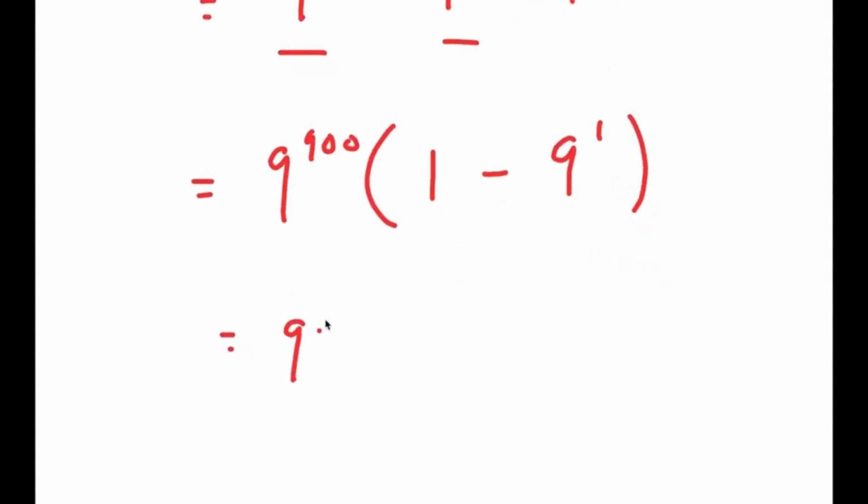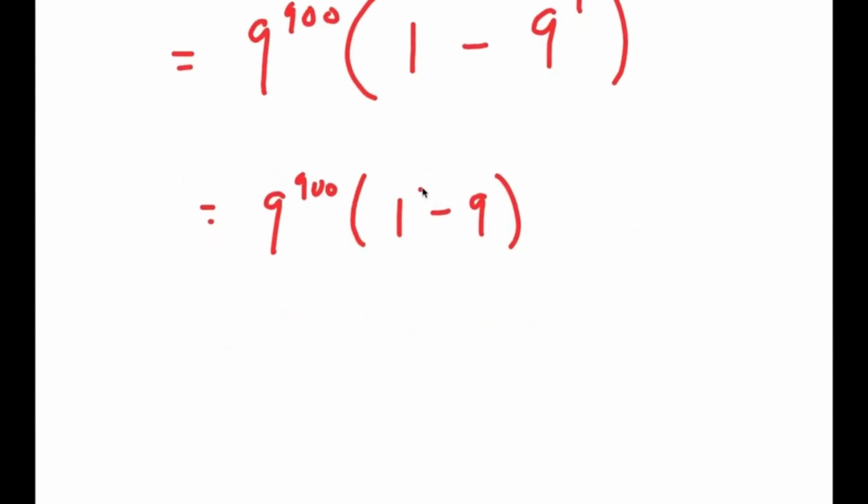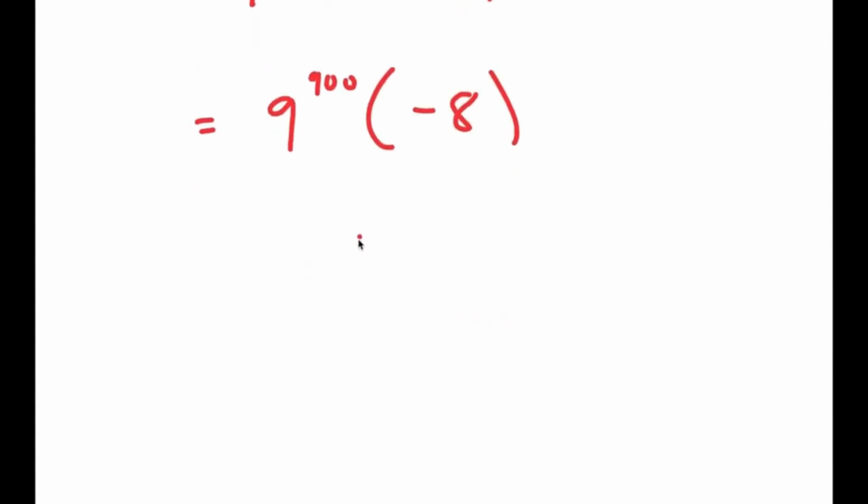And this is equal to 9 to the power of 900 times 1 minus 9, because 9 to the power of 1 is the same thing as 9. Now 1 minus 9 is equal to negative 8. So I get 9 to the power of 900 times negative 8. Now from here, I said I was going to simplify this as much as possible.